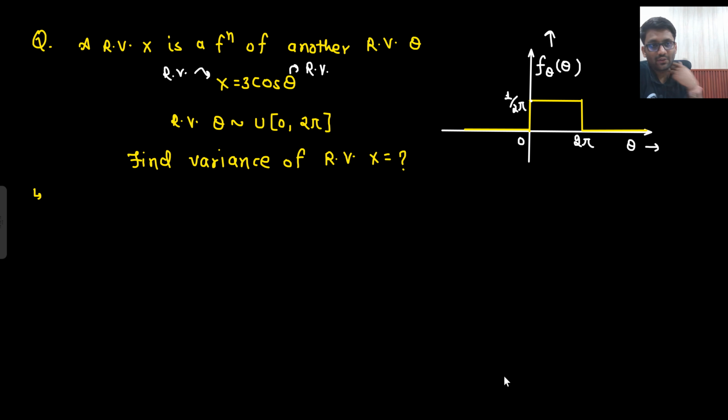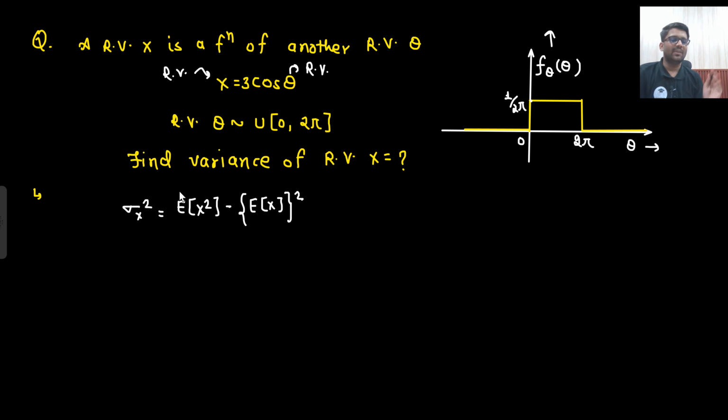So you need to find the variance of x. I need to find the variance of a random variable x. So that would be equal to expectation of x square minus expectation of x whole square. But you are not given the PDF of the random variable x. You are given the PDF of theta, not of x. So what will you do?